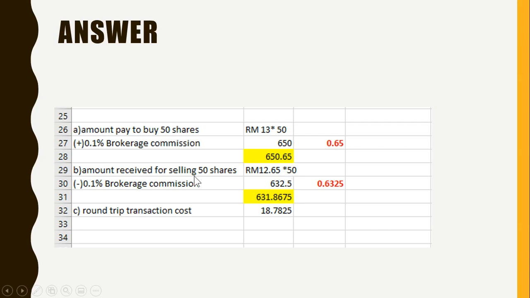So we need to calculate a round trip transaction cost. Then you use the 650 ringgit and 65 cents minus the 631 ringgit and 86 cents. You will get 18 ringgit 79 cents. This is the total cost incurred for the round trip transaction.